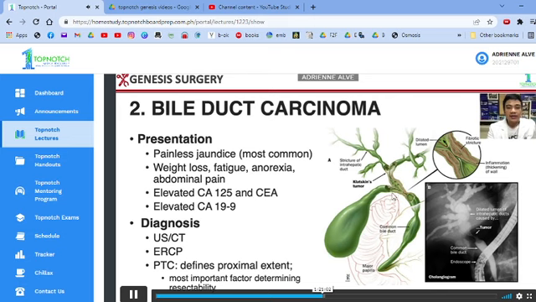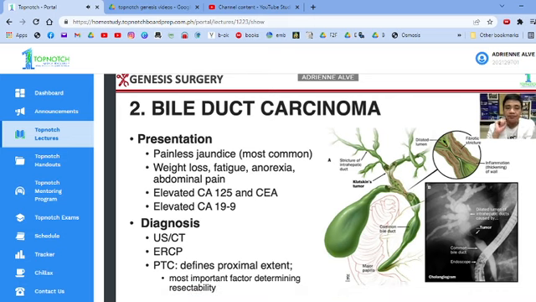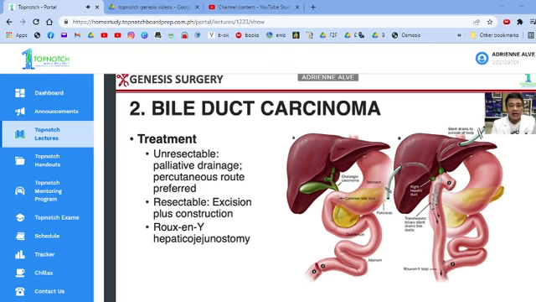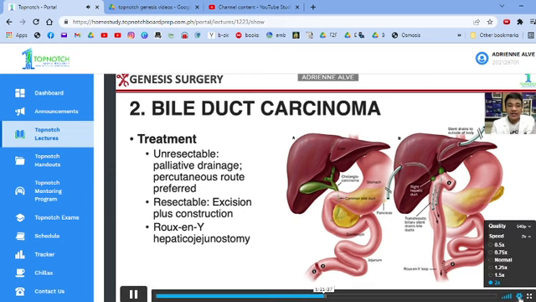For bile duct carcinoma, the presentation is obstruction again. Alright? So painless jaundice and then constitutional signs and symptoms of malignancy. We have also discussed previously that CA19-9 and CEA together can support the diagnosis of cholangiocarcinoma. For the treatment of bile duct carcinoma, if unresectable, or you really can't remove it because the point of obstruction is quite high, you can do diversion or percutaneous drainage techniques.